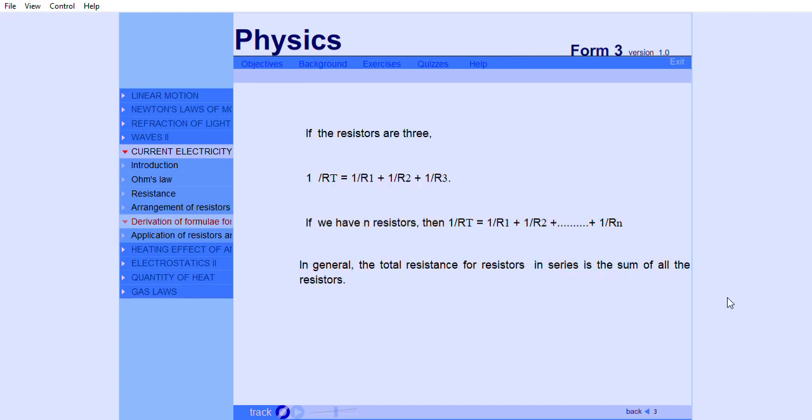If the resistors are 3, 1 divided by RT is equal to 1 divided by R1 plus 1 divided by R2 plus 1 divided by R3. If we have n resistors, then 1 divided by RT is equal to 1 divided by R1 plus 1 divided by R2 plus up to 1 divided by Rn. In general, the total resistance for resistors in series is the sum of all the resistors.